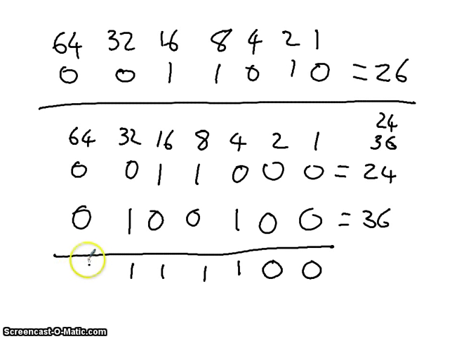So, and then 0. Now, if I work that out, 32 and 16 is 48, plus 8, which will make 56, plus 4, which is going to make 60.